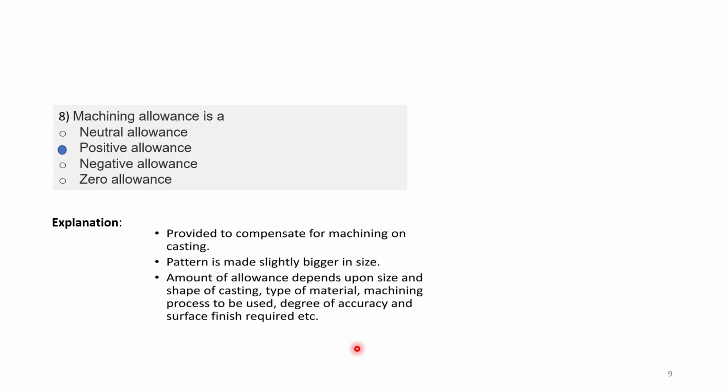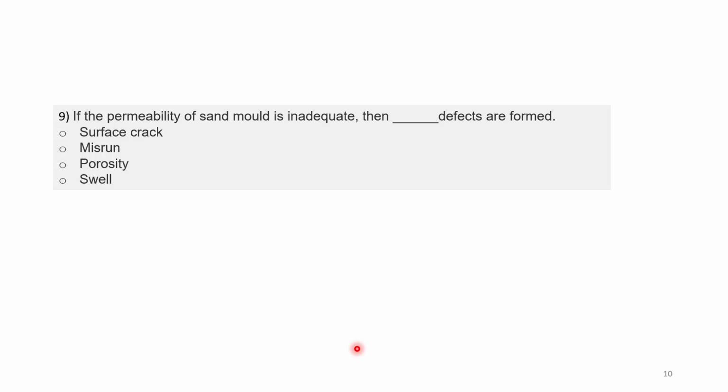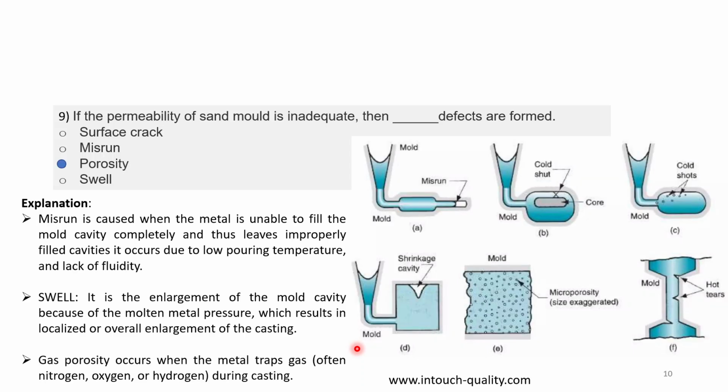Next question is, if the permeability of the sand mold is inadequate, then blank defects are formed. If a sand has more permeability, then gases don't get trapped and they can escape easily. In that case, if permeability is very low, then gases will be trapped inside the molten metal and will appear as porosity. So this is the porosity type of defect which will appear if your permeability is low for the sand.